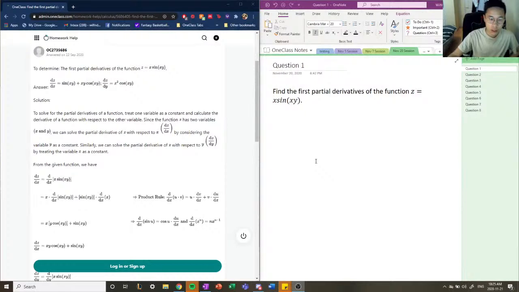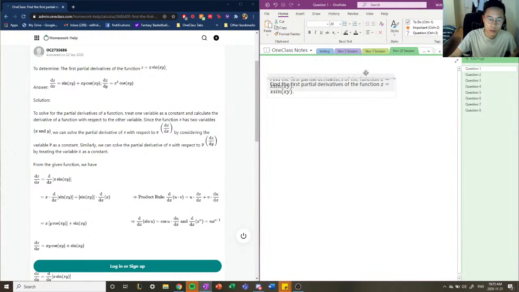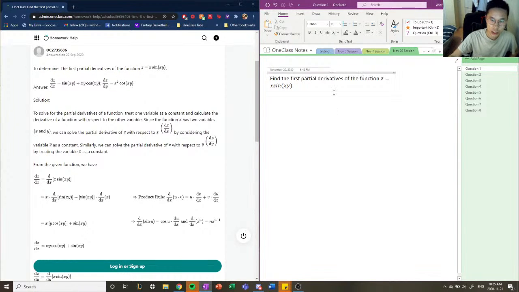Okay, so let's just begin with the first question. So the first question reads, find the partial derivatives of the function z equals x sine of xy. So when it says partial derivatives, you can notice that our function here actually consists of 2 variables, right?